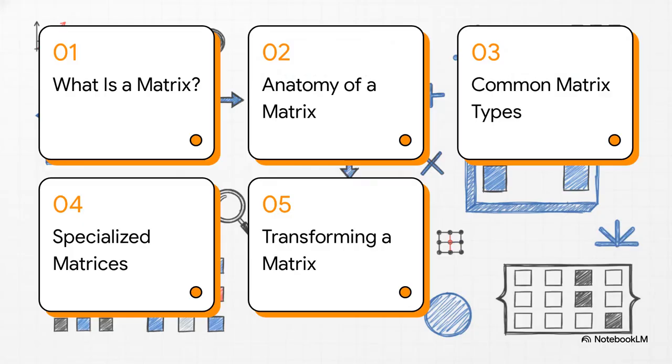Okay, so here's the plan for today. We've kind of touched on what a matrix is. Next, we're going to dissect one to understand its anatomy, look at the most common types you'll run into, get into some really special cases, and finally, see how we can transform them.